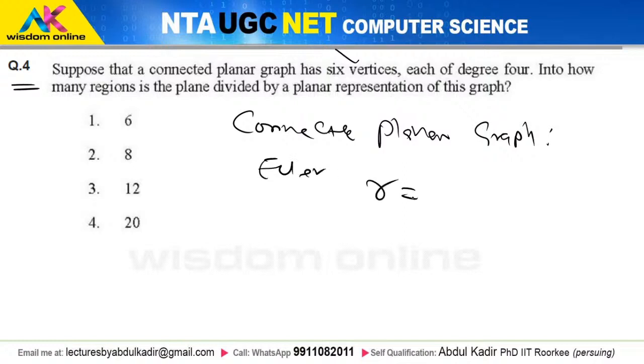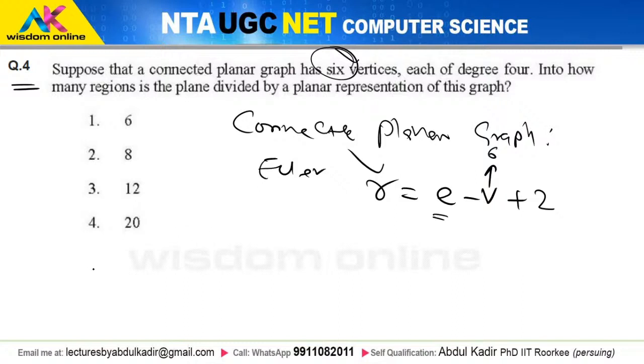It says that the number of regions is equal to E minus V plus 2, meaning the number of edges minus the number of vertices plus 2. So he is asking what is R. He has given that 6 vertices are there. The number of edges we need to find. So to find the number of edges, we can apply the handshaking lemma.